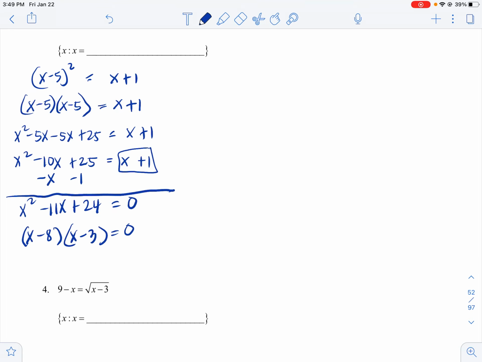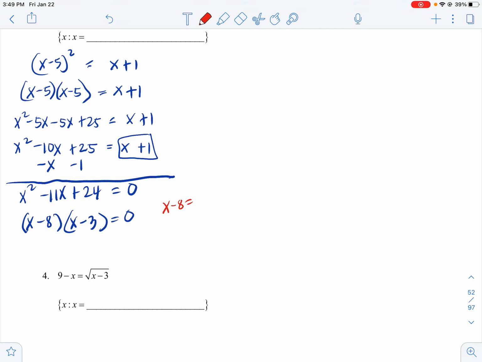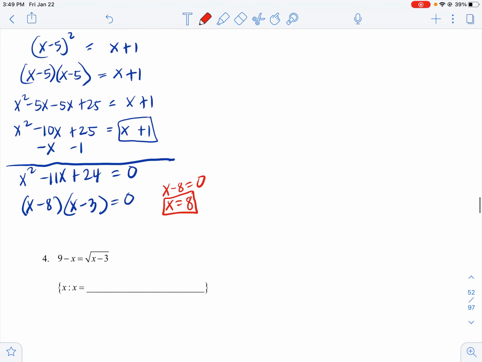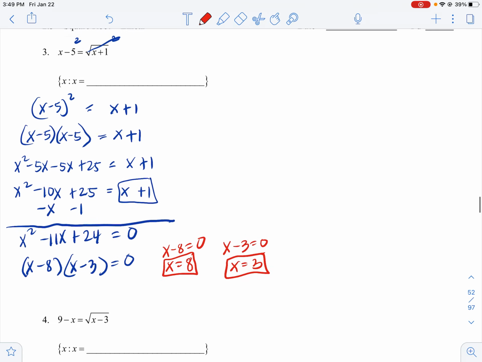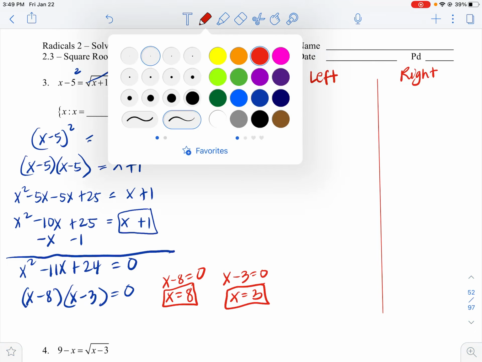Right? So our answer here, x minus 8 equals 0. That's positive 8, but we need to check to verify if it works. And then x minus 3 equals 0 is a positive 3. So we have two answers that we need to check if they work when we plug them in. So I have a left and a right side.